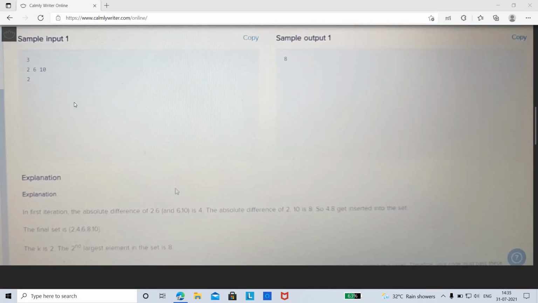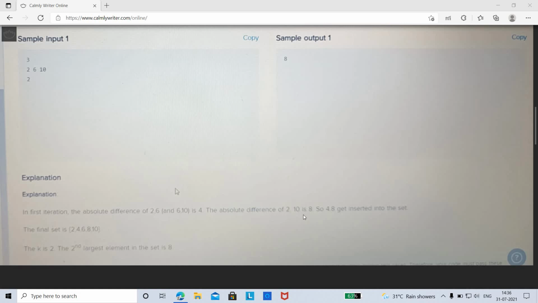The first thing is that they have given the input as the set 2, 6, 8. As discussed, first you need to find the absolute difference between the elements. The difference between 2 and 6, as well as 6 and 10, is 4. So the difference between 6 and 2 is 4, and similarly the difference between 10 and 6 is also 4.